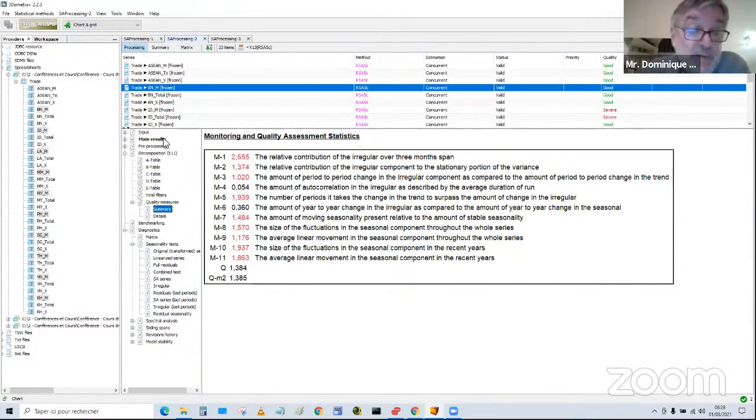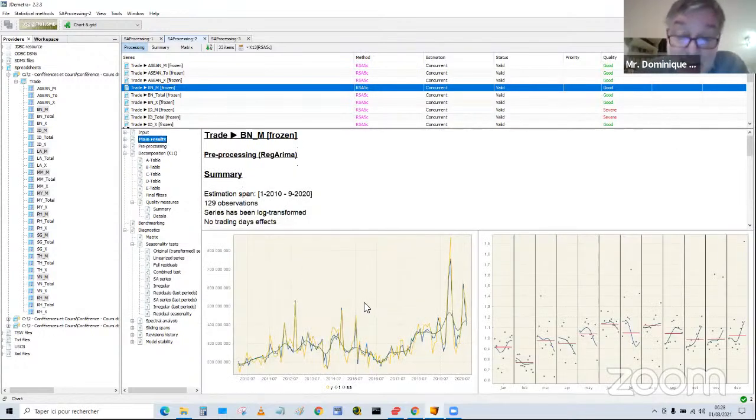So let me do that and go back to the result. I told you that it's 25% less, but it could be that I have a seasonal component, but because of the irregular, perhaps I cannot really estimate it.